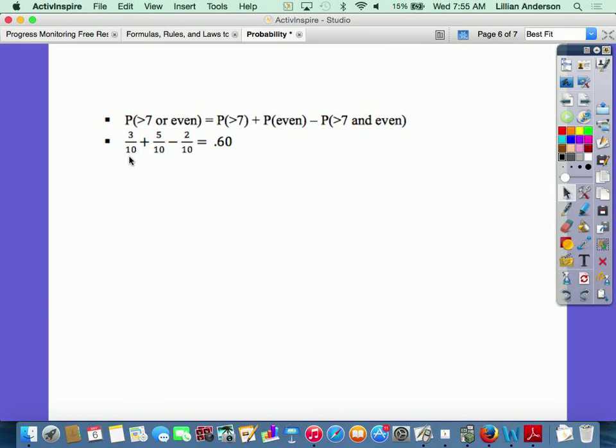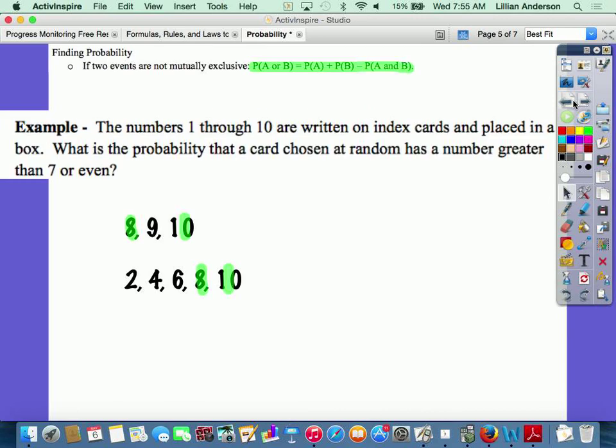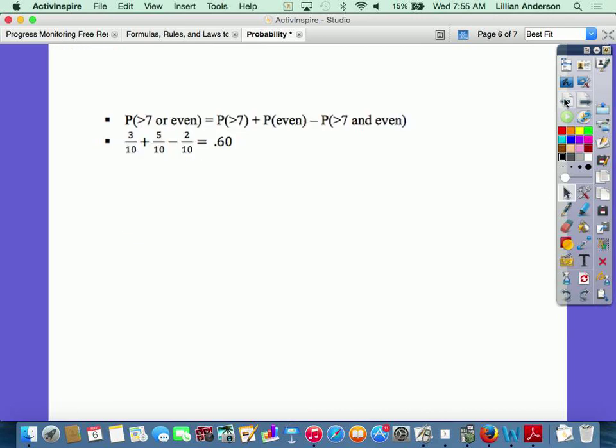So 3 out of 10 numbers are greater than 7, 5 out of the 10 numbers are even, and 2 out of the 10 numbers are greater than 7 and even. So we add the probability of it being greater than 7 plus the probability of it being even, and then we subtract the probability that it is greater than 7 and even. Then we get our probability that if we choose a card at random, it is going to be greater than 7 or even, and that is 0.60 or 60%.